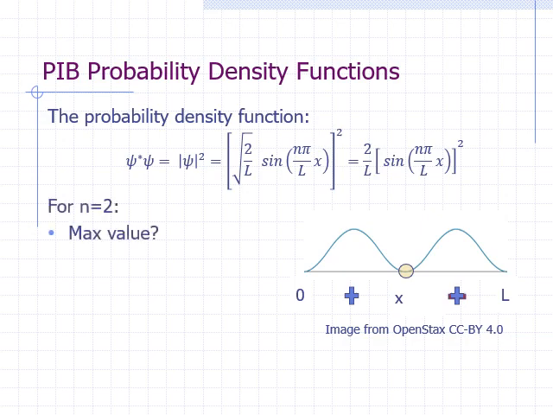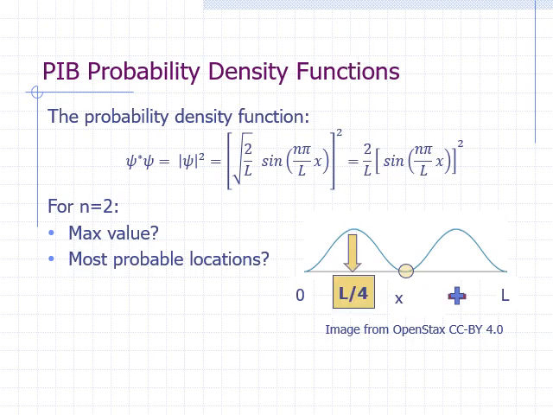What do you think is the maximum value of the probability density function? Since the minimum and maximum value of the sine function are negative 1 and plus 1, the maximum value of sine squared is 1. Therefore, the maximum value of the probability density function is 2 over L. Based on this plot, what are the most probable locations of the particle? These would be locations where the probability density is at a maximum. Here, halfway between the left edge of the box and the node, at x equals L over 4, and here, halfway between the node and the right edge of the box, at x equals 3L over 4.